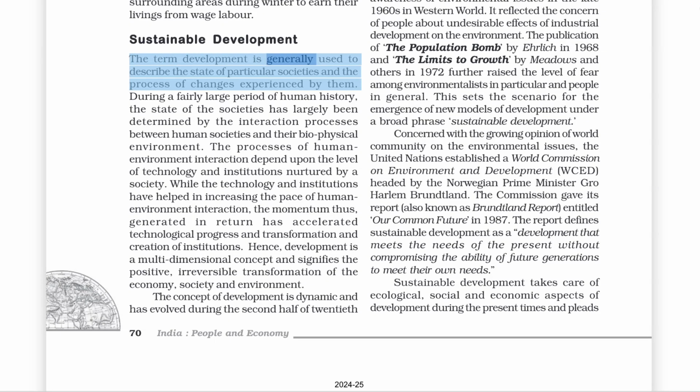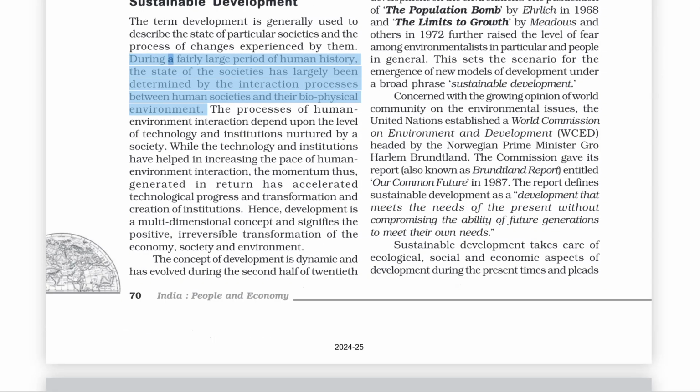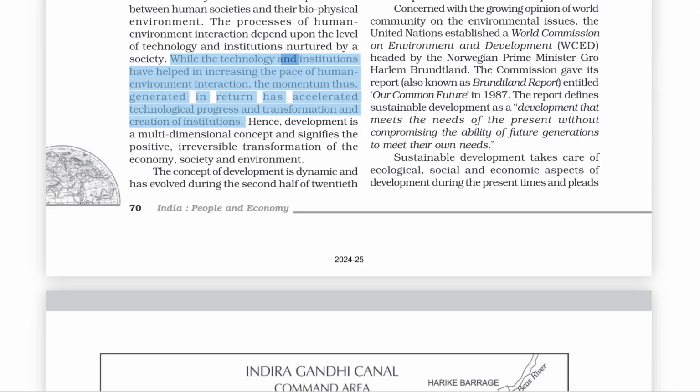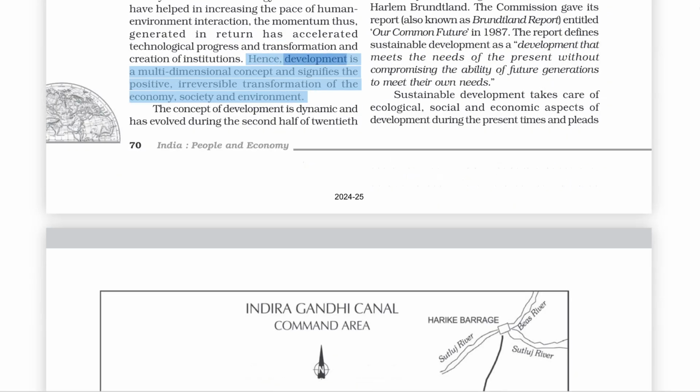The term development is generally used to describe the state of particular societies and the process of changes experienced by them. During a fairly large period of human history, the state of the societies has largely been determined by the interaction processes between human societies and their biophysical environment. The processes of human-environment interaction depend upon the level of technology and institutions nurtured by a society. While the technology and institutions have helped in increasing the pace of human-environment interaction, the momentum thus generated in return has accelerated technological progress and transformation and creation of institutions. Hence, development is a multidimensional concept and signifies the positive, irreversible transformation of the economy, society, and environment.